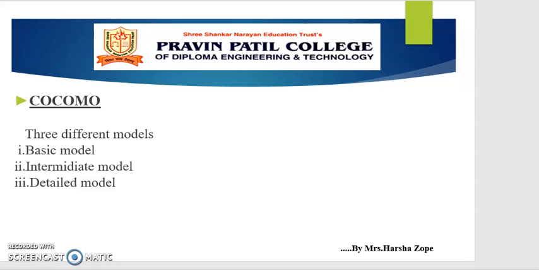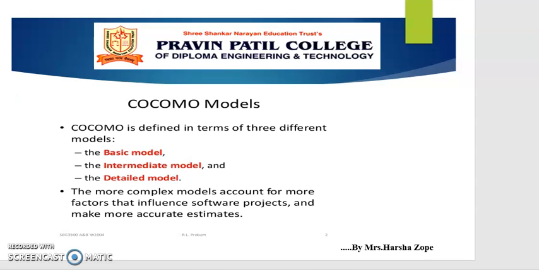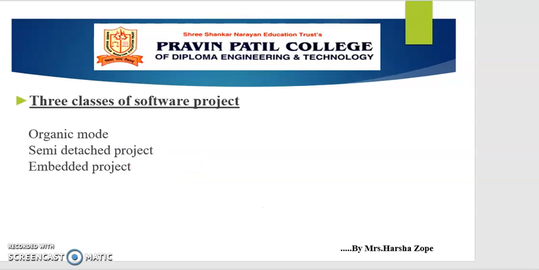COCOMO stands for Constructive Cost Model. COCOMO has 3 different models that reflect the complexity: first is the basic model, then the intermediate model, and the detailed model. Similarly, there are classes of software projects: first is organic mode, then semi-detached project, and embedded project.